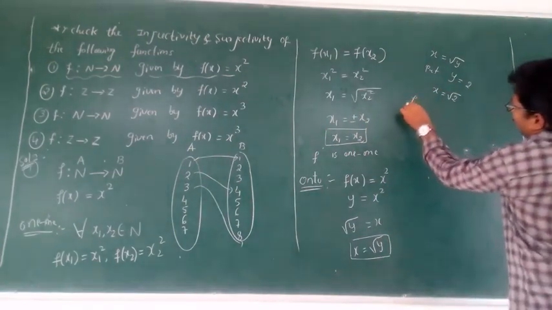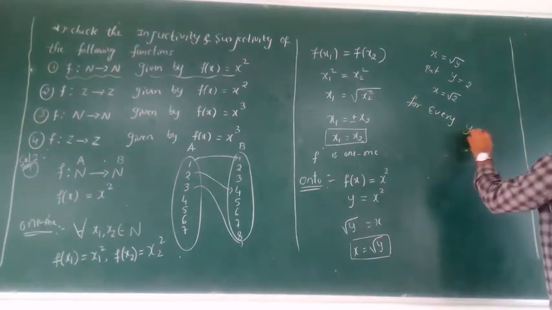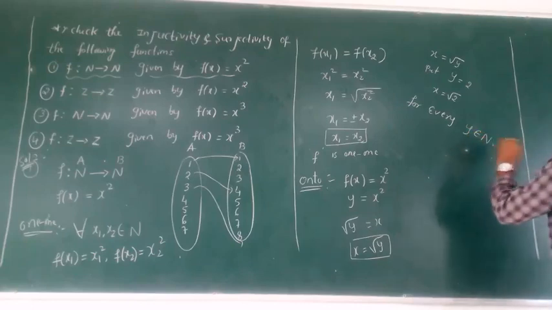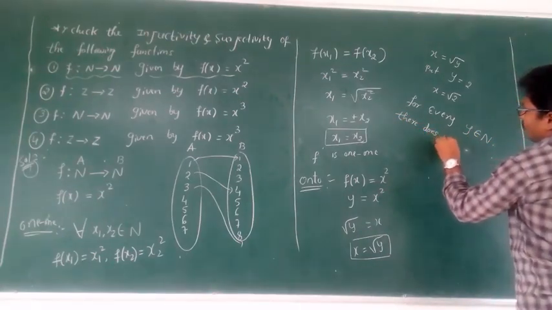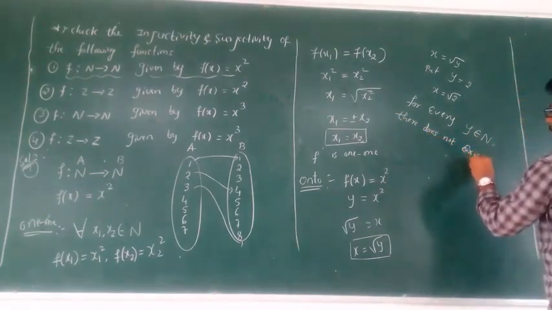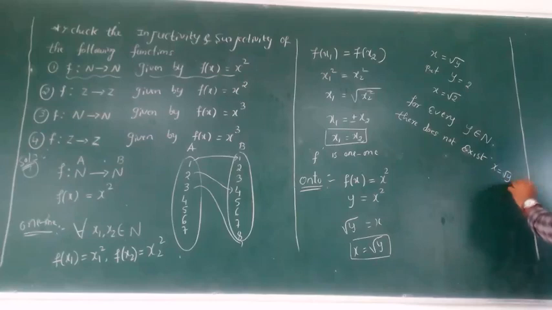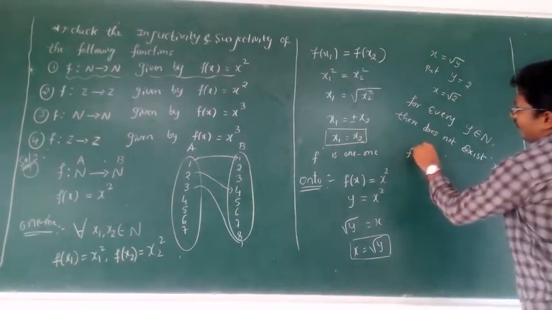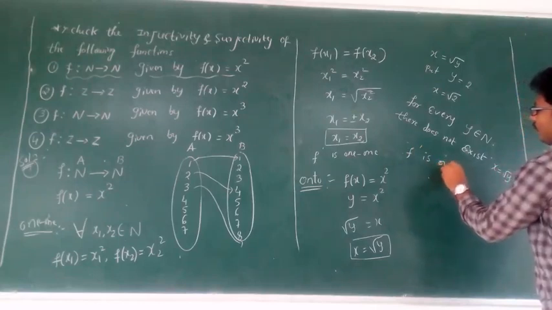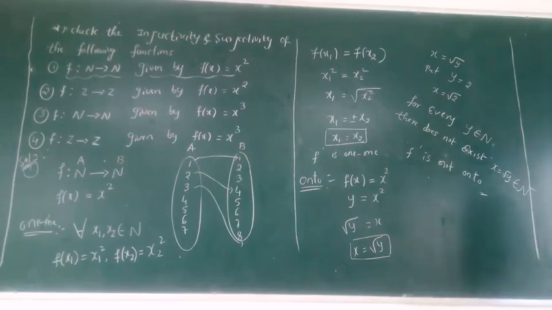What can we write then? For every y belonging to the first set, natural numbers, there does not exist x is equal to root y belonging to the natural numbers in the first set. So that's why f is not onto. Write that and you are done. First one is finished for the 2 marks question.